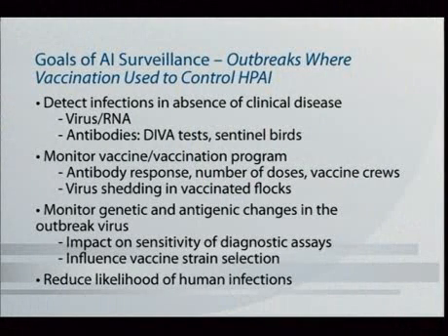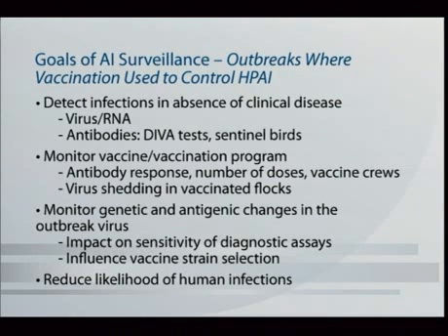Now we see that when vaccination is used, we have some tests that are no longer very valuable in terms of surveillance. Antibody surveillance is one of these. Unless you can differentiate antibodies that are produced against the vaccine versus infection, antibody surveillance is going to be of very little use.